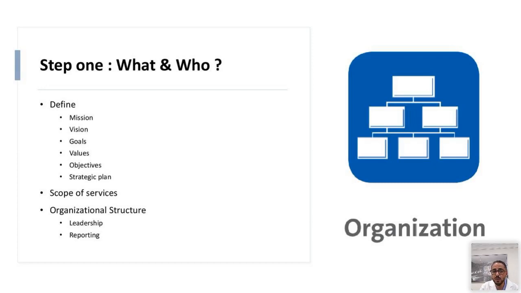So the first thing you would consider is to ask the following questions: what and who? You need to look at your organization. You are attempting to open a new service within your lab. So you need to define basically what is the mission, the vision, the goals, the values, your objectives, and your strategic plan. Why are you intending to open this service? What is the scope of the services provided within this new section, new component of the lab? In addition to that, you need to really define your organization and structure within the leadership, and as you can see here, you need to define the relationship and reporting channels within your organizational chart.